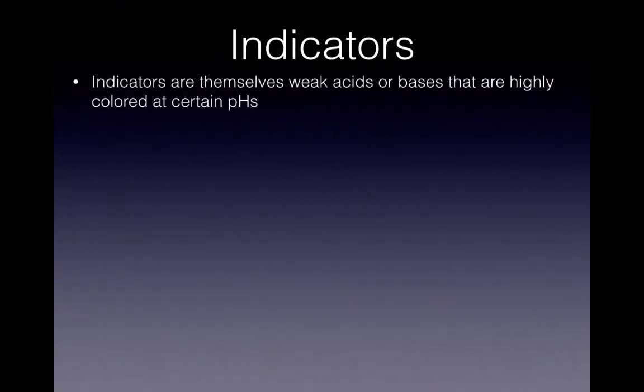Now anytime we're doing a titration, and you've seen this because you've done titrations before, we use something that is called an indicator, and an indicator tells us when we are at an end point for that particular titration. Now the indicators themselves are in fact weak acids or even weak bases, and they tend to be very highly colored at certain pHs. Some are highly colored regardless of what the pH is, but there are certain pHs where they will change their coloring.